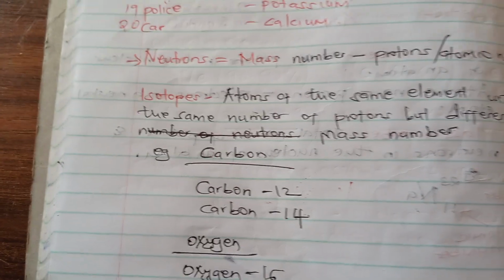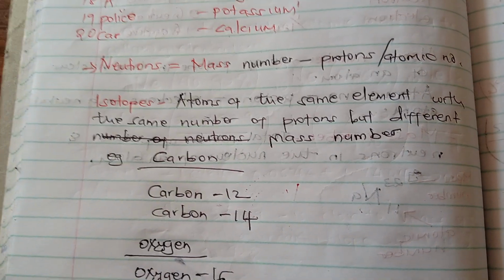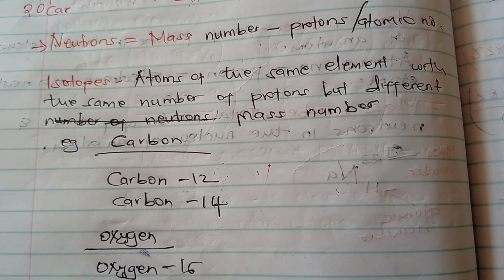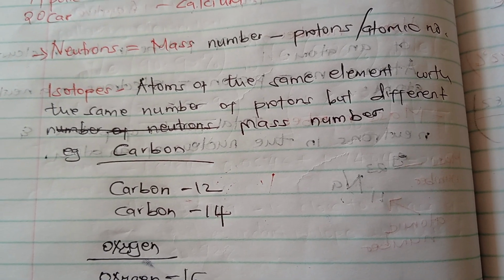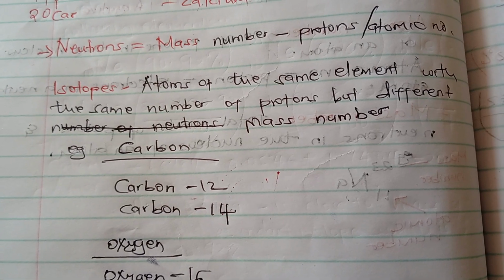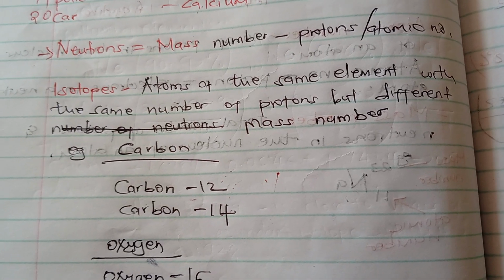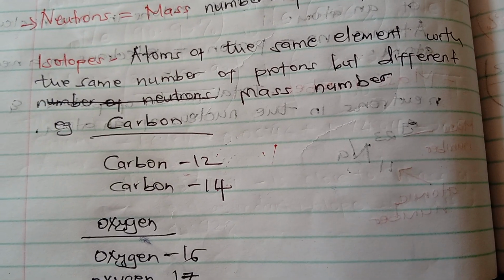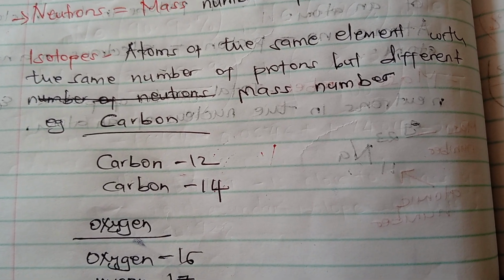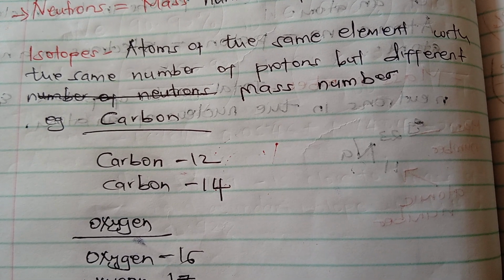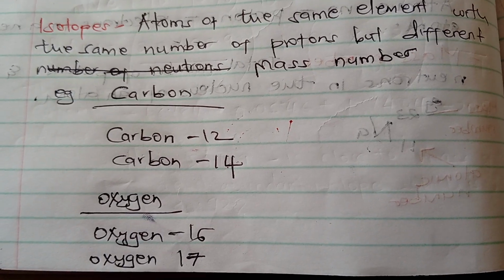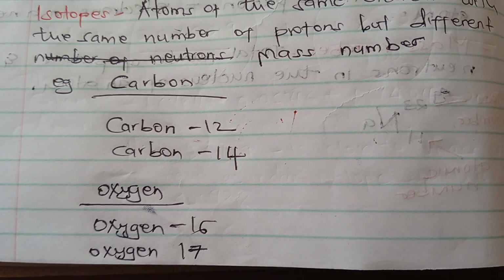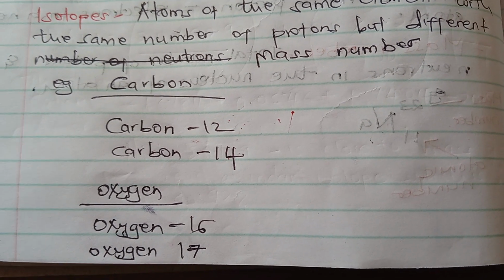For you to be able to count the number of neutrons in an element, because sometimes you'll be asked in examinations, you are supposed to know that neutrons equal mass number minus the number of protons. Then isotopes are atoms of the same element with the same proton number but different mass number. Normally they just look at the neutrons. So the more the neutrons, the higher the mass number.